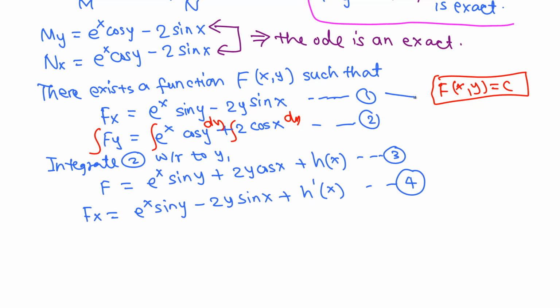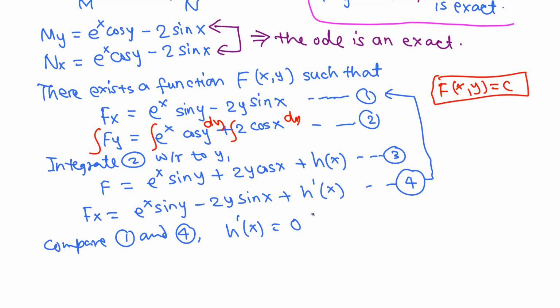Now we want to compare 1 and 4. If we compare, the left hand sides are the same, e^x sine y is the same, this is the same, so h prime is nothing, that means 0. Compare 1 and 4, we get h prime is 0. Now when we integrate, we get a constant. So h is a constant, but for simplicity we can just take 0. That constant is 0.